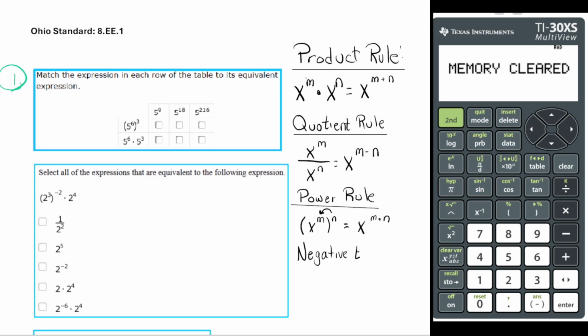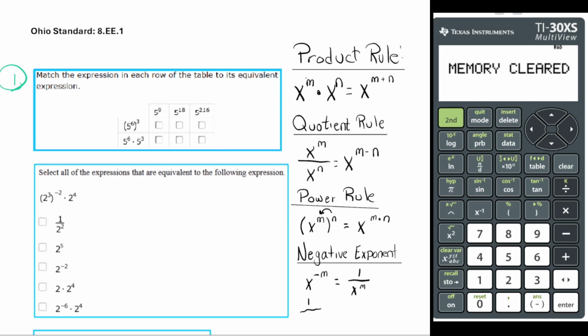The negative exponent rule. Because most times it will ask you to leave your answer with positive exponents only. So you have to know what to do if you have a negative exponent. That's x to the negative m. All you do is you take it and you move it to the other side of a fraction bar. So this will become 1 over x to the m. You move it to the other side of a fraction bar, and then you make it positive.